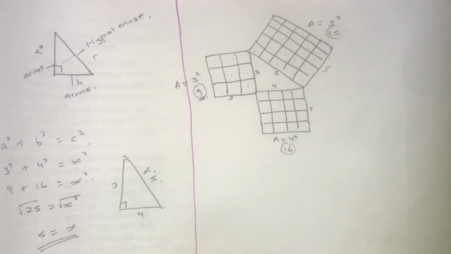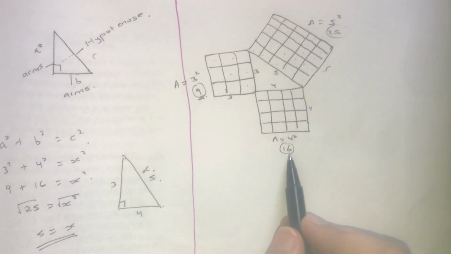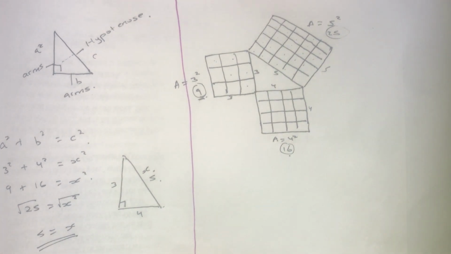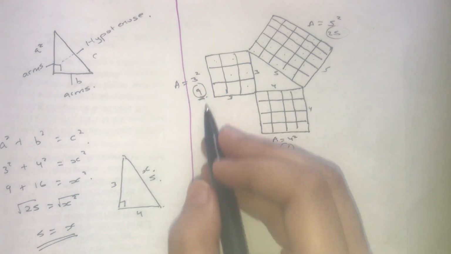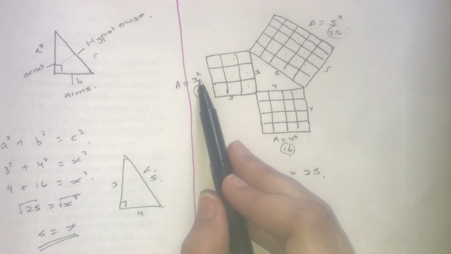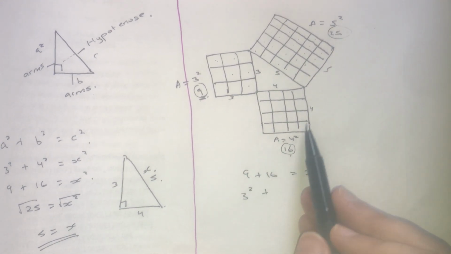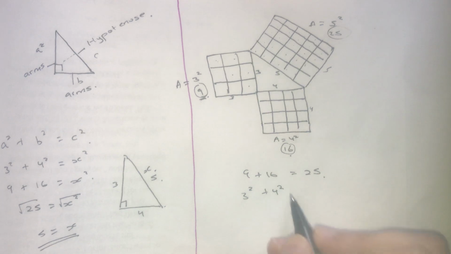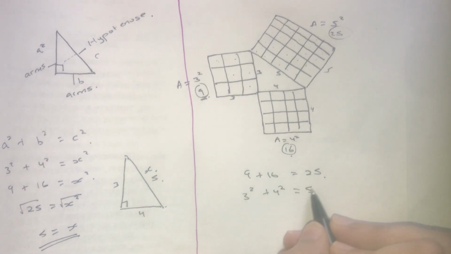Okay. Now if you have noticed something, 9 plus 16 is equal to 25. But where did we get the 9 from? We got the 9 from 3 squared. Where did we get the 16 from? We got the 16 from 4 squared. Okay. Where did we get the 25 from? We got it from 5 squared.